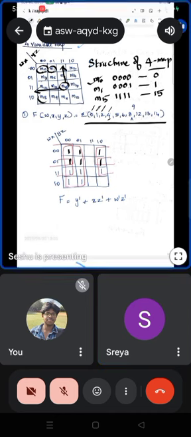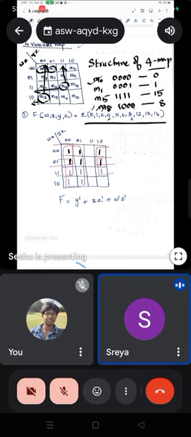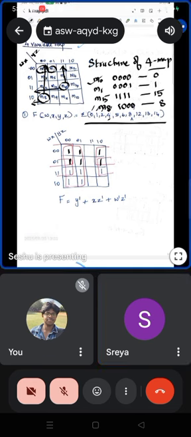Okay, for M8, it is going to be WX is 1, 0, and YZ is going to be 0, 0. So 1, 0, 0, 0 is nothing but 8 in binary. You understood now? Confused, ma'am. What is that confusing?